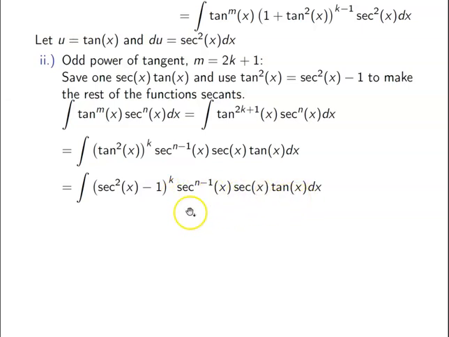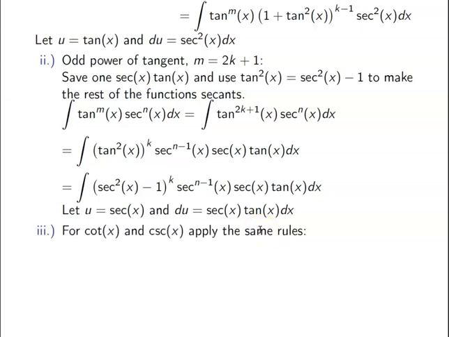I'm leaving this one, right? So my u then here would be secant squared. When you take the derivative of secant, you get secant times tangent, right? So u is secant. The derivative of secant is secant times tangent, and everything will work out. So the only other one that we have to talk about is cotangent and cosecant, right?